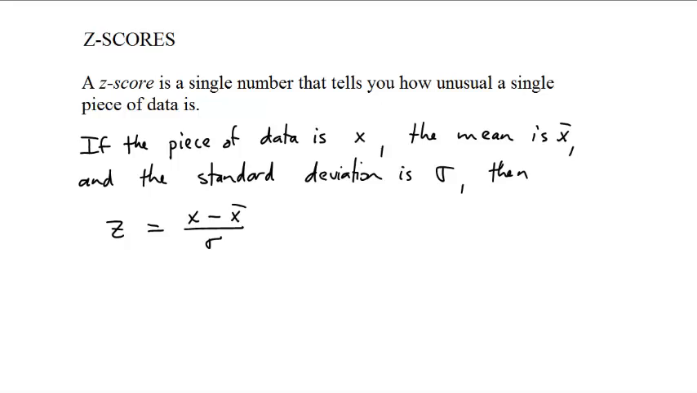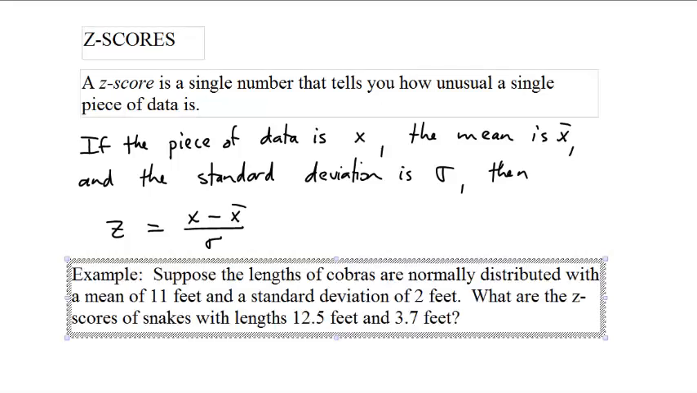Maybe you recognize x minus x bar from the formula for the standard deviation. That is the deviation alone. That is how far you are from the mean, and then if you divide by sigma, you're now not saying how far are you from the mean in absolute terms, but how far are you away from the mean in number of standard deviations. Let's do an example.